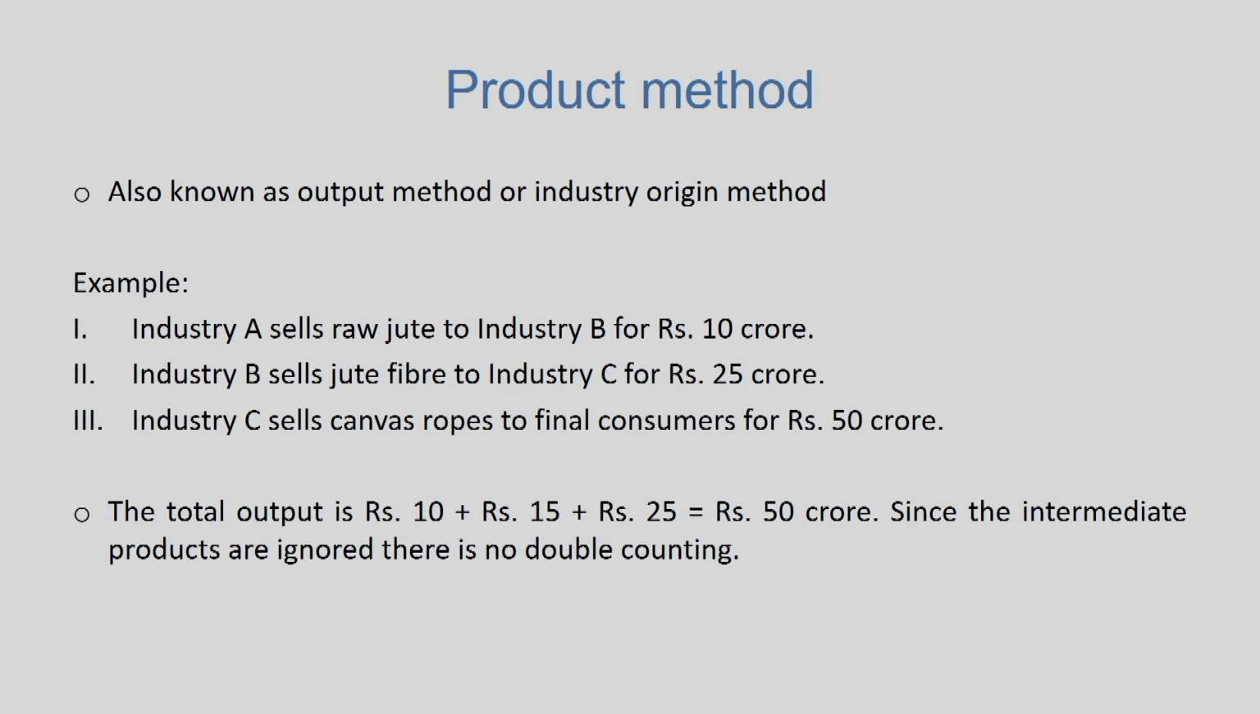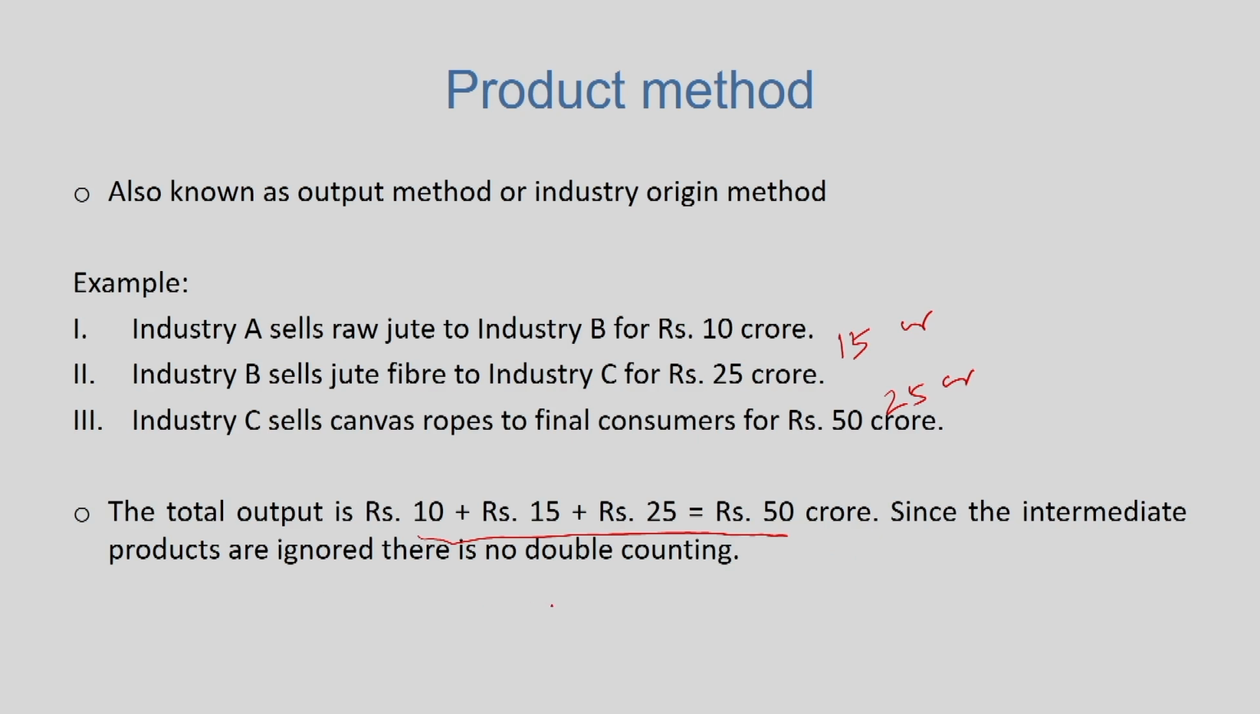We have made certain assumptions here. It is assumed that industry A purchases no intermediate products and therefore rupees 10 crore is the final output. The net output of B and C are rupees 15 crore and rupees 25 crore respectively. Since B purchases raw jute from A for rupees 10 crore, it adds only rupees 15 crore and industry C adds only rupees 25 crore over the intermediate purchases of rupees 25 crore from B. Therefore, the total output is rupees 10 plus rupees 15 plus rupees 25, that is rupees 50 crore.